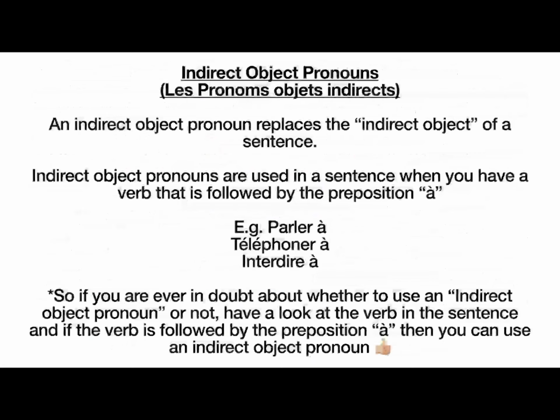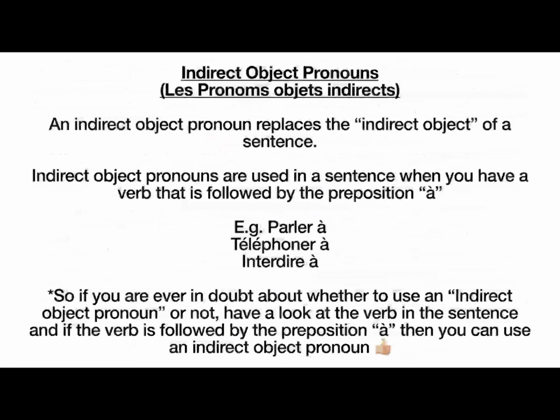Well, an indirect object pronoun replaces the indirect object of a sentence. Now, don't get too bogged down with the name indirect object. Like, what is that in a sentence? It's actually way easier the way I'll show you how to identify them. The indirect object pronouns are used in a sentence when you have a verb followed by the preposition à grave. Now, I've told you so many times before that some verbs in French are followed by the preposition à grave and some are followed by the preposition de. Okay, and I must give you a list of them. That'll be my next mission after this.